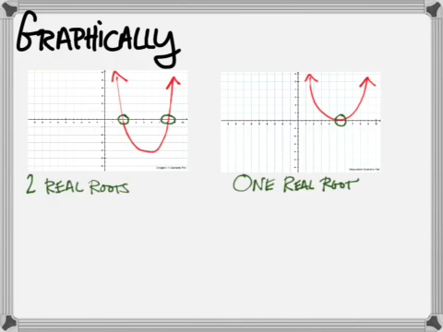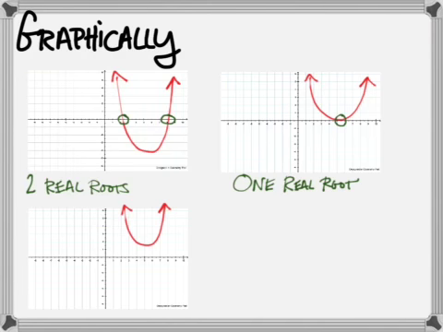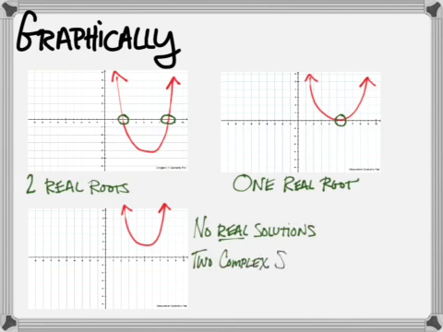Can anybody think of what it's going to look like if I have no real solutions? Okay, it could be turned. It could be above it. Remember, if we think about what does it mean to have solutions or roots, it means where it crosses the x-axis. So if I have no real solutions, this is going to be no real solutions, 2 complex solutions. It could be up there, or it could be down below. The key is that it doesn't cross the x-axis. There's no real number that you can plug in and get out 0.